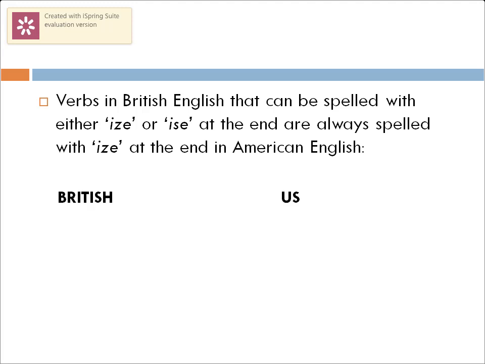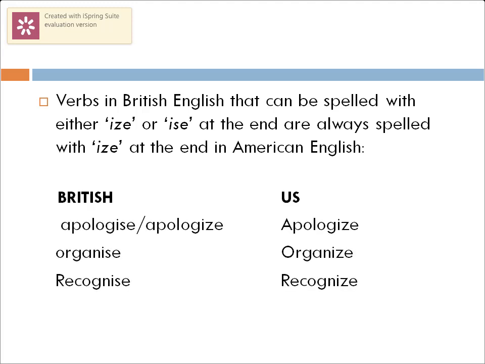Another variation is verbs in British English that can be spelled with either IZE or ISE at the end, or always spelled with IZE at the end in American English. For example, apologize, organize, recognize. They can be spelled as ISE or IZE in British spelling, but in American spelling, they're always spelled as IZE.